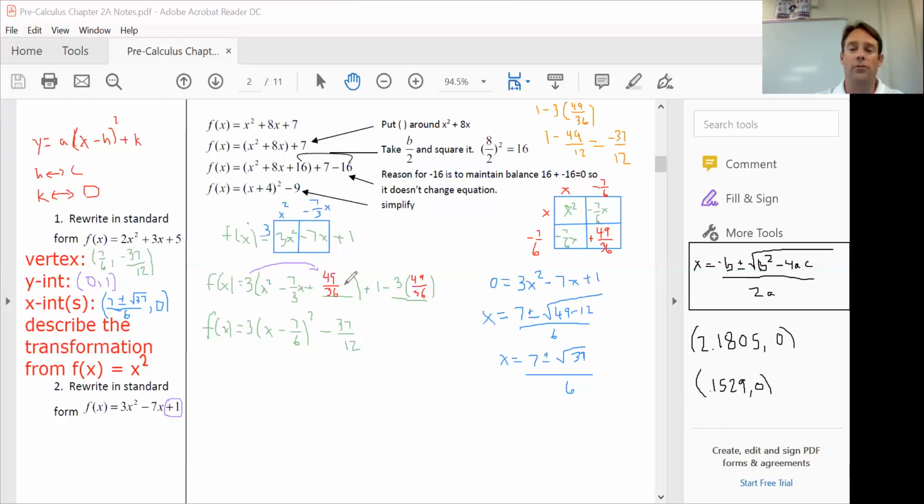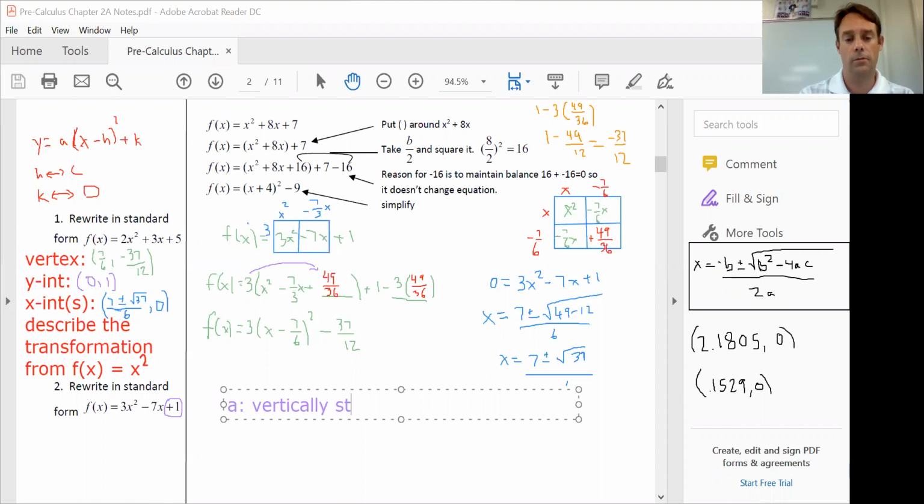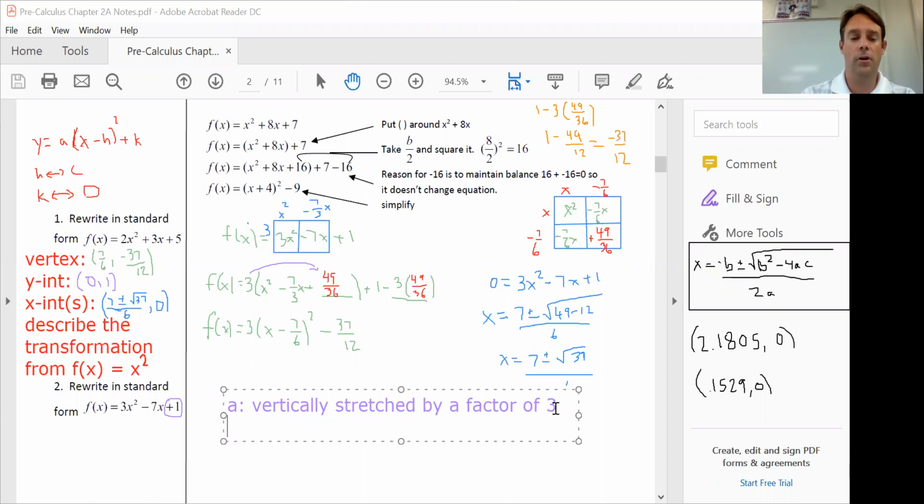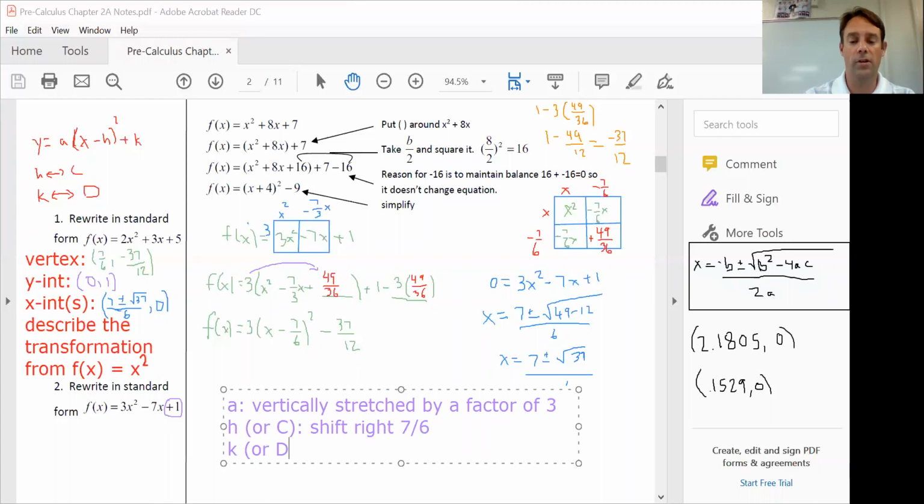And then last and certainly least, friends, let's describe the transformation, shall we? All right, our a value is a positive 3, so it was vertically stretched by a factor of 3. Let's see here, our h value, otherwise known as our c value, means I'm going to shift right 7/6. And our k value, which is also known as our d value, we are going to shift down 37 twelfths.